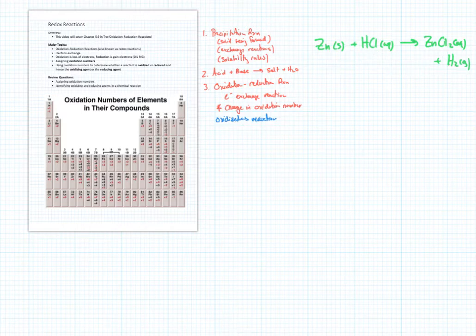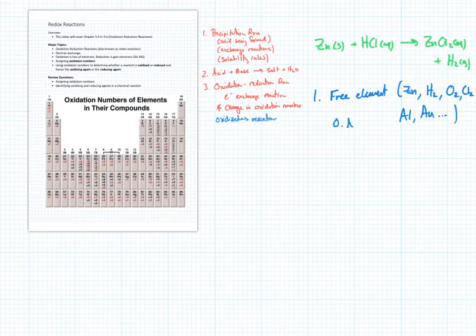So I want to use this example to show how we can assign oxidation numbers to different species. There's a set of rules we can follow to assign oxidation numbers to their elements. So rule number one is if you see something in the free element form, in other words, not bonded to something else, it can only be bonded to itself. So an example of this actually from above would be zinc, H2 would be another example, O2 would be another example, Cl2 would be another example, aluminum metal, gold, etc. You see an element in its free element form, the oxidation number is equal to 0. It's been assigned equal to 0.